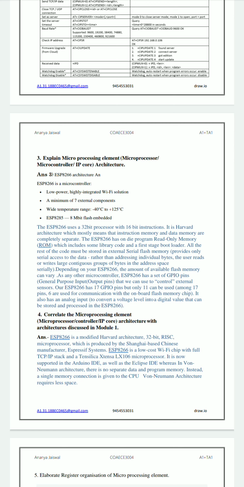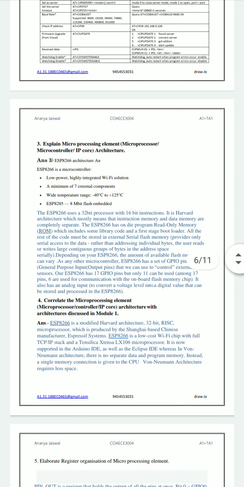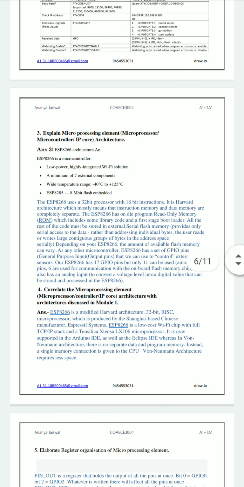Depending on the ESP8266 that you have, the amount of available flash memory can vary. As any microcontroller, the ESP8266 has a set of GPIO pins, which are general purpose input output pins that we can use to control external sensors. The ESP8266 used in the circuit diagram has 17 GPIO pins, but only 11 can be used among the 17 pins. 6 are used for communication with the onboard flash memory chip. It also has an analog input to convert a voltage level into a digital value that can be stored and processed in the ESP8266.